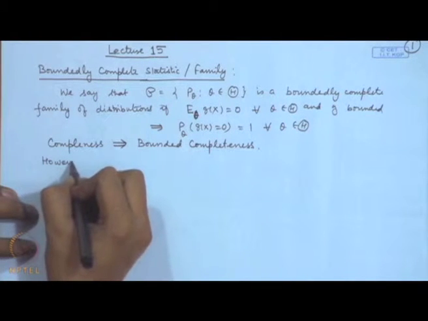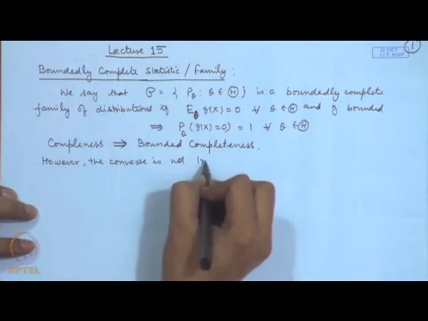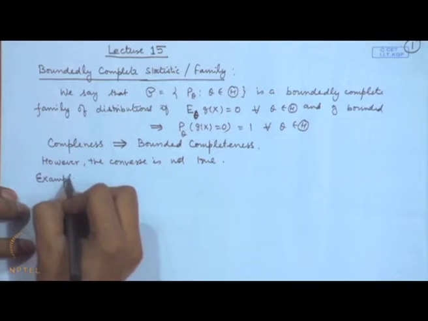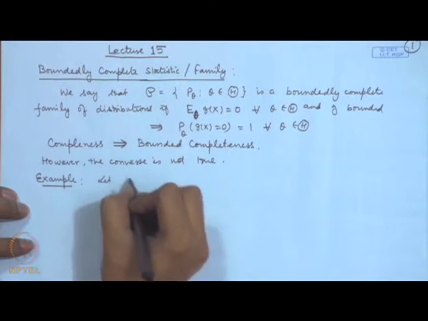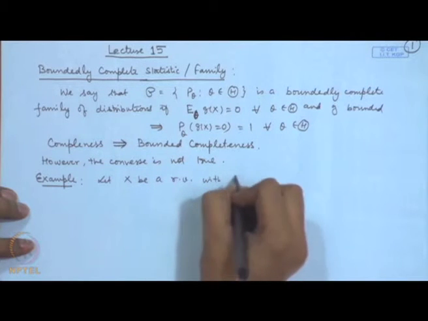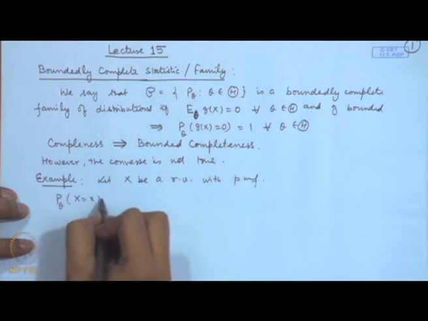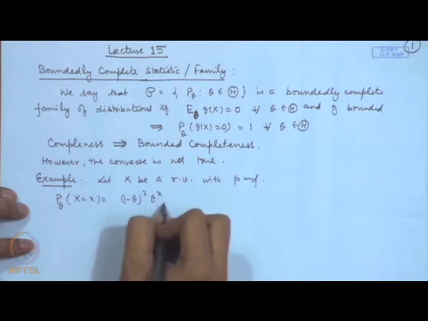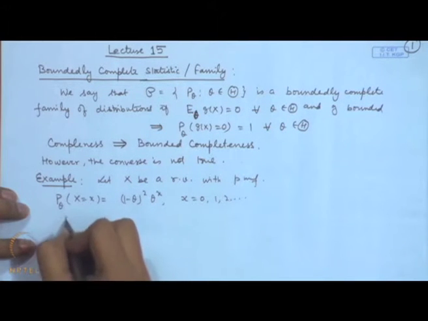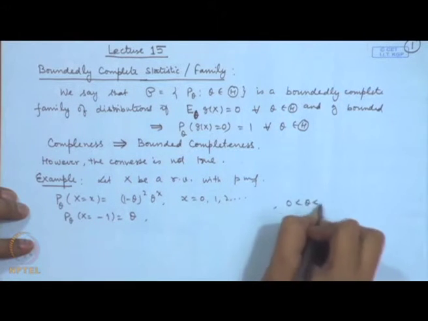However, the converse is not true. I'll give an example here. Let X be a random variable with probability mass function given by P theta (X = x) is equal to (1 minus theta) squared theta to the power x for x equal to 0, 1, 2 and so on, and P theta (X = minus 1) is equal to theta. Here theta is between 0 to 1.